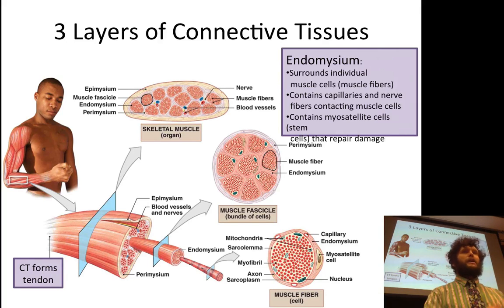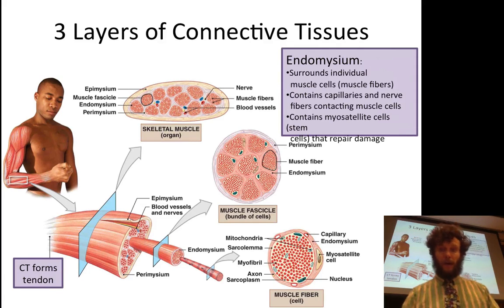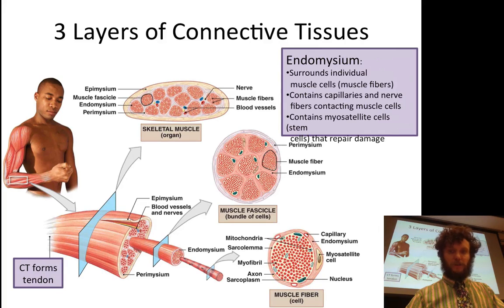Say you tear a muscle, you have a tear, a strain, or some sort of laceration. It's these myosatellite cells that will differentiate into mature muscle cells. And they live in the perimysium, or the endomysium, pardon me.